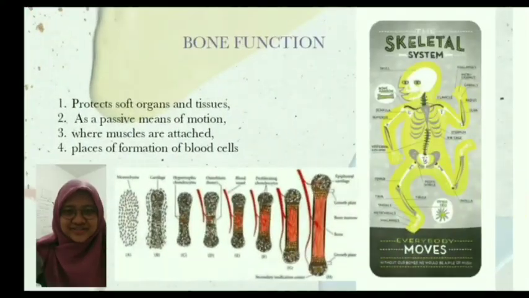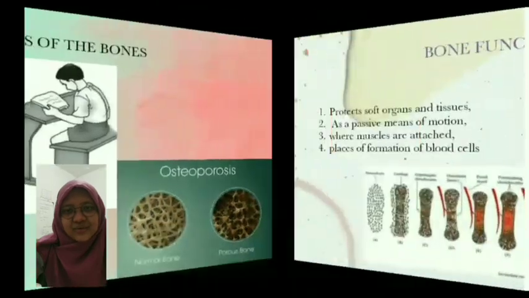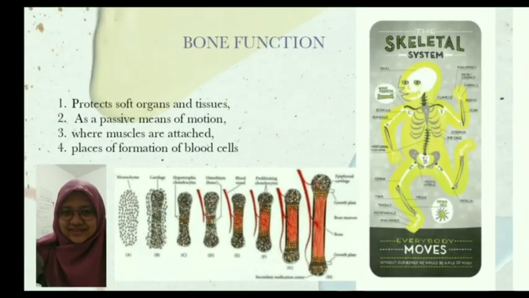Bone function. 1. Protects organs and tissue. 2. As a passive means of motion. 3. Where muscles are attached. 4. Place of formation of blood cells.